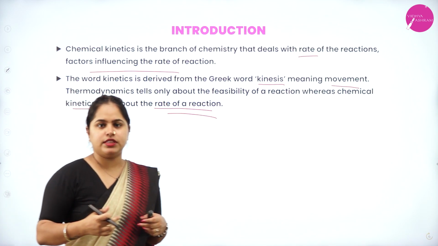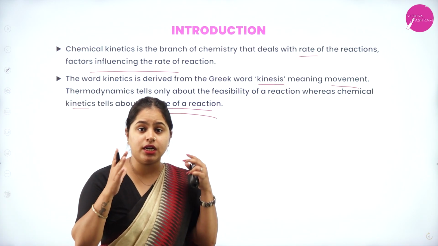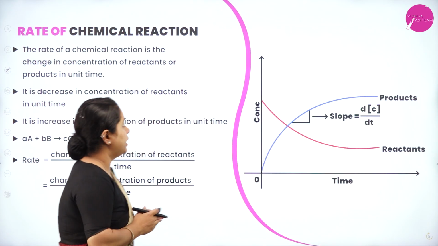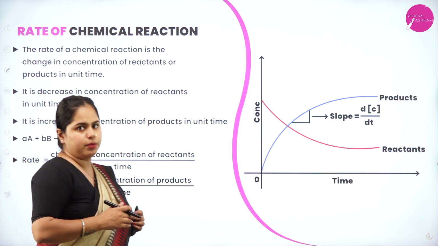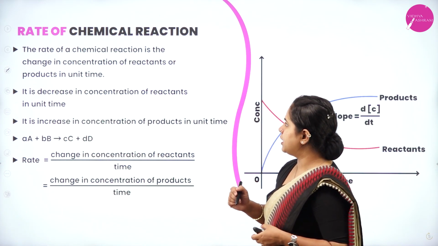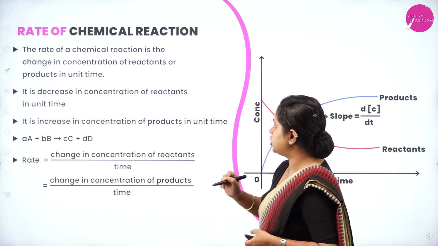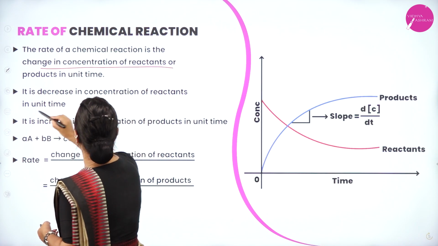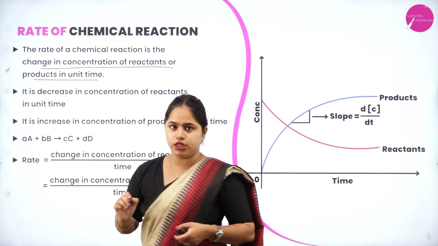So I hope you are clear with that. What we are going to study here is about the rate of the reaction or speed of the reaction, right? So let us begin with the rate of chemical reaction. Let us understand what is the rate of a chemical reaction. The rate of chemical reaction is the change in concentration of reactants or products in unit time.